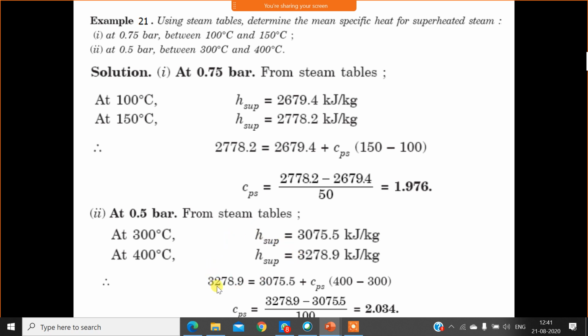Now applying the same method, considering the highest temperature as superheated and the lowest temperature as the minimum or saturation temperature. Therefore, consider this enthalpy as Hg and this as H sup. Therefore, H sup is equal to Hg plus Cp times T sup minus T sat. Therefore, 3278.9 is equal to 3075.5 plus Cps times 400 minus 300, and it comes to be 2.034.